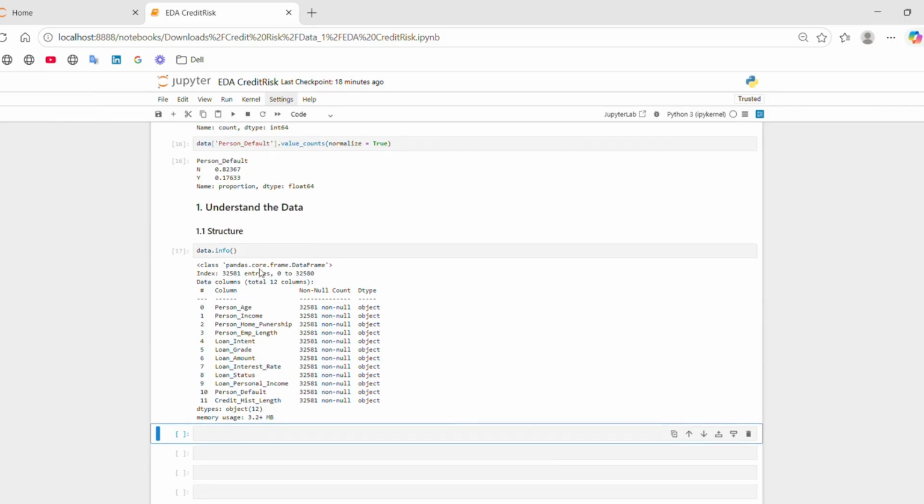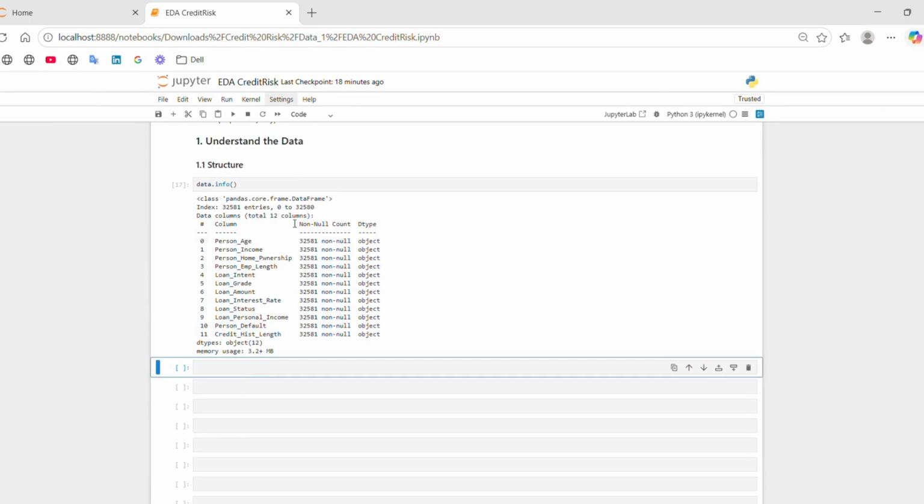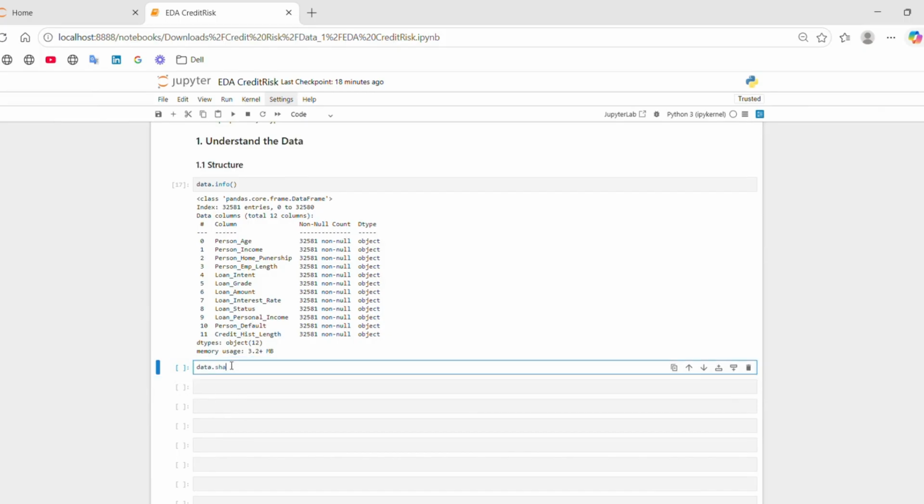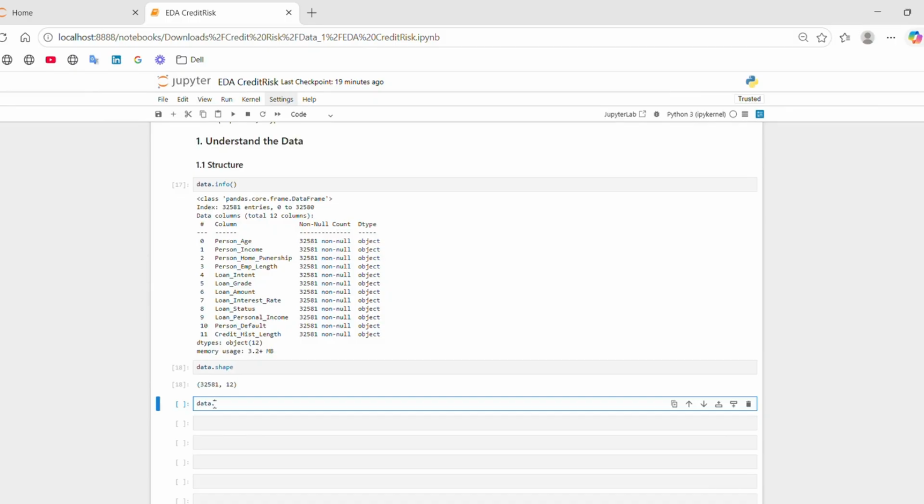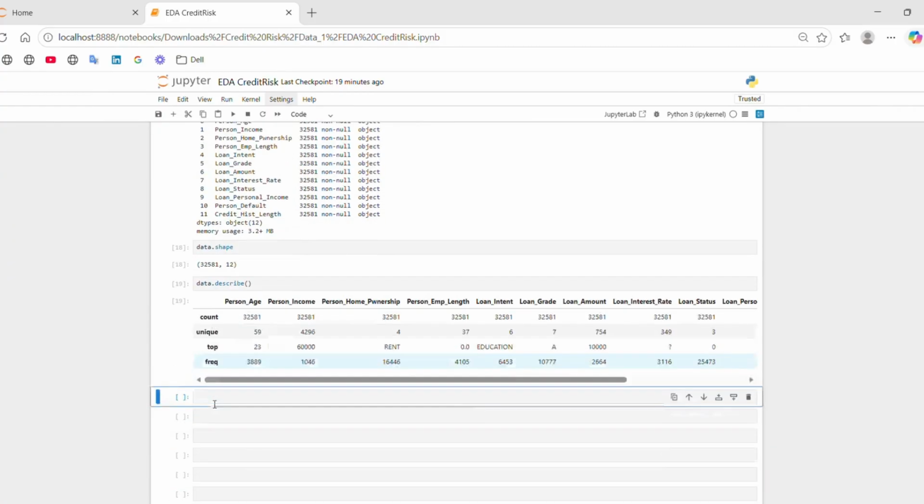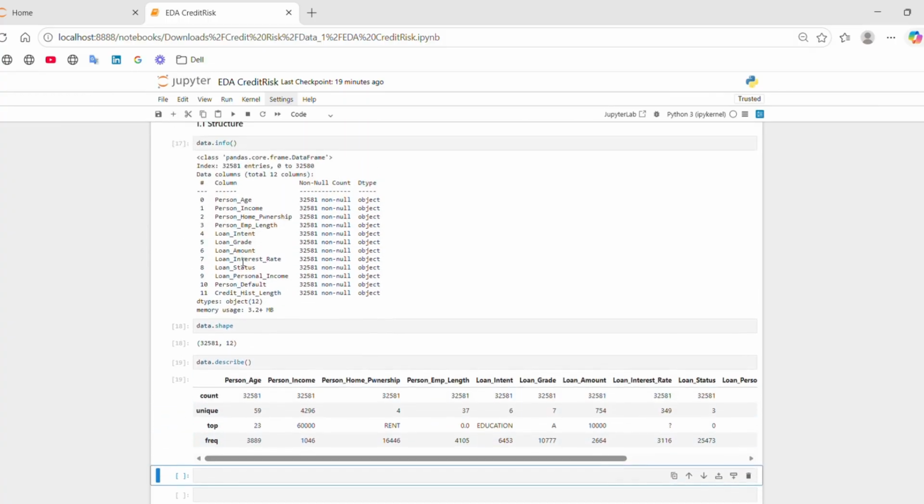The first and foremost command should be the information regarding our data set. So there are 32,581 entries, and out of that 12 are columns, and these are the column names. And this is your data shape, having this many rows and then the column count. Next is data.describe.